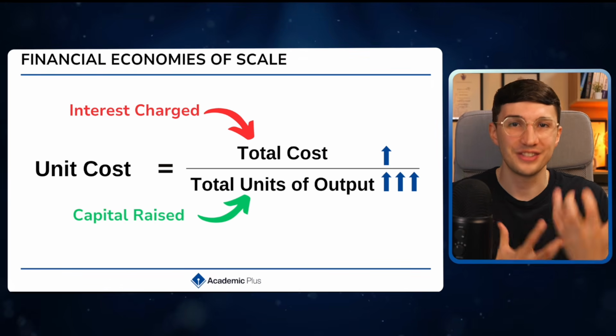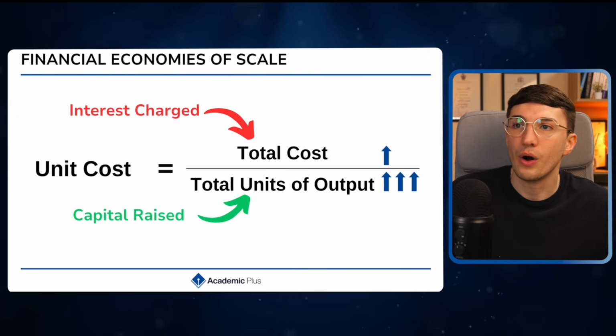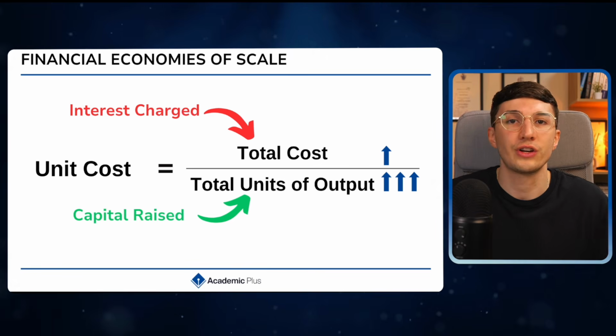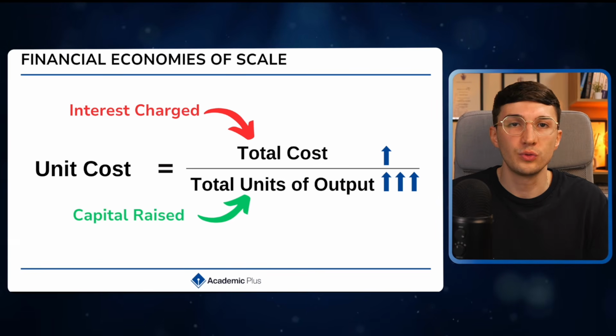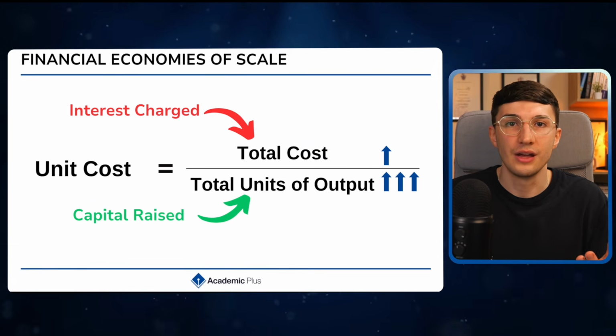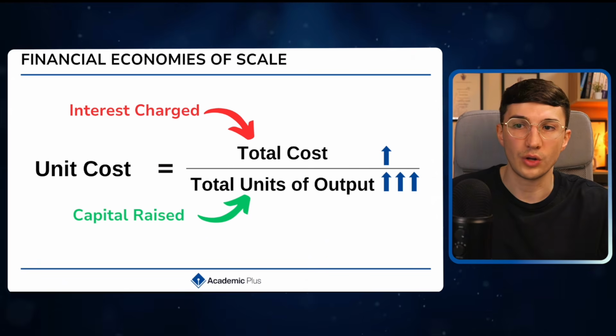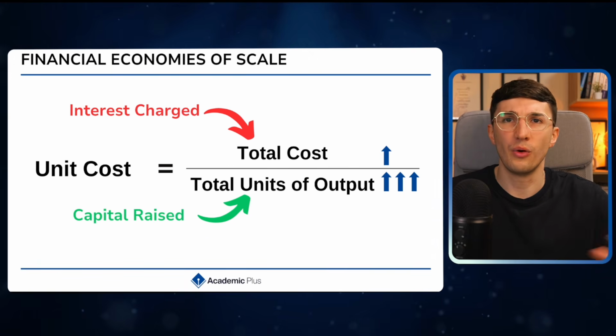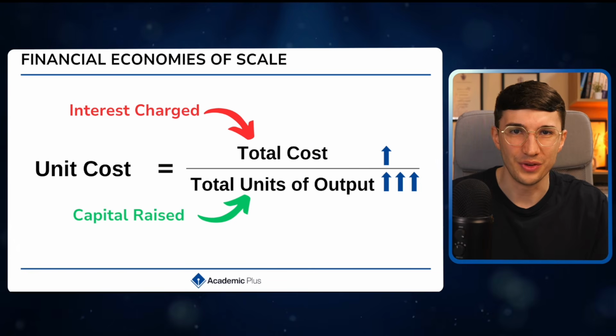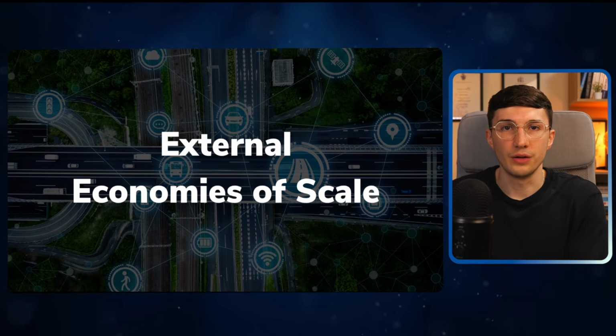So once again, how does this impact our economies of scale? Well, the total cost will increase because the interest charge is still there, but the capital raised is obviously going to outweigh it. Now, it doesn't directly lead to economies of scale, but think if we've got more funding, then we can use that to produce more units. So that's our internal economies of scale.